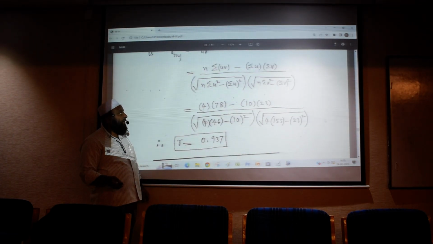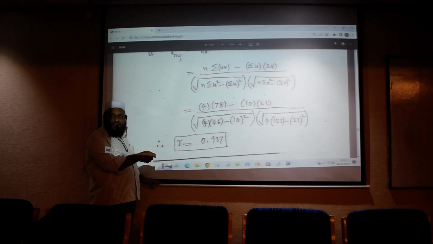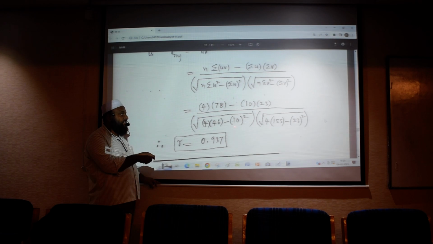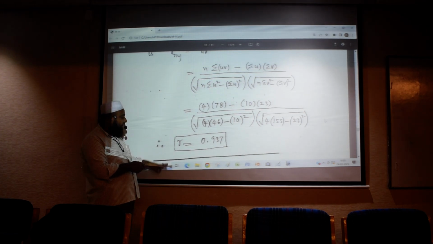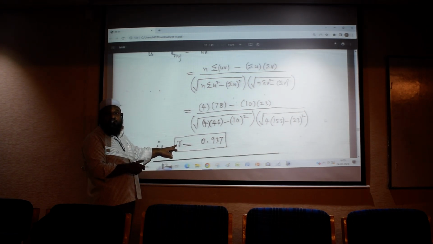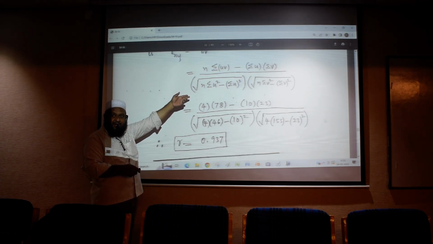Now, we have just substituted the values here. On simplification, this comes as 0.937. What is on the left? R, the coefficient of correlation between U and V. But U and V are prepared from X and Y.